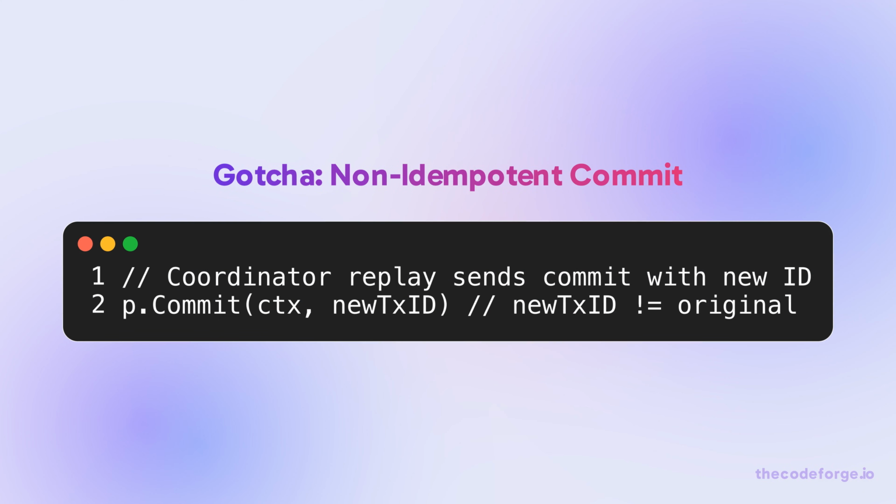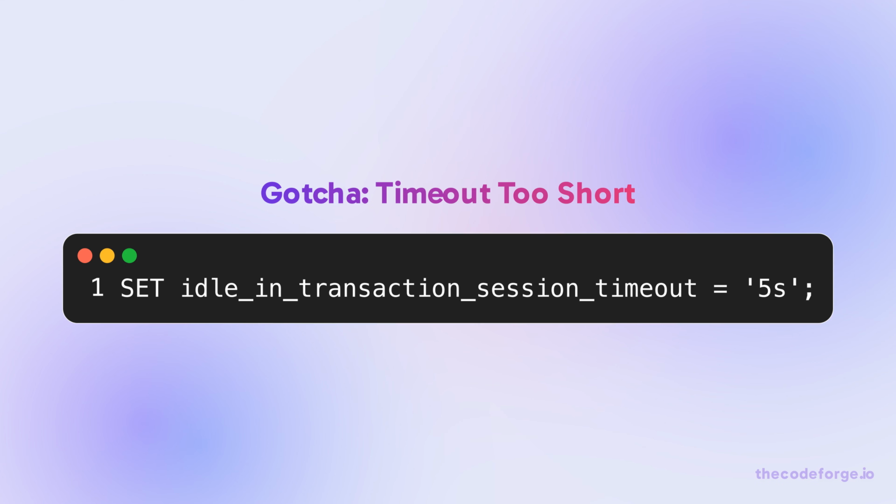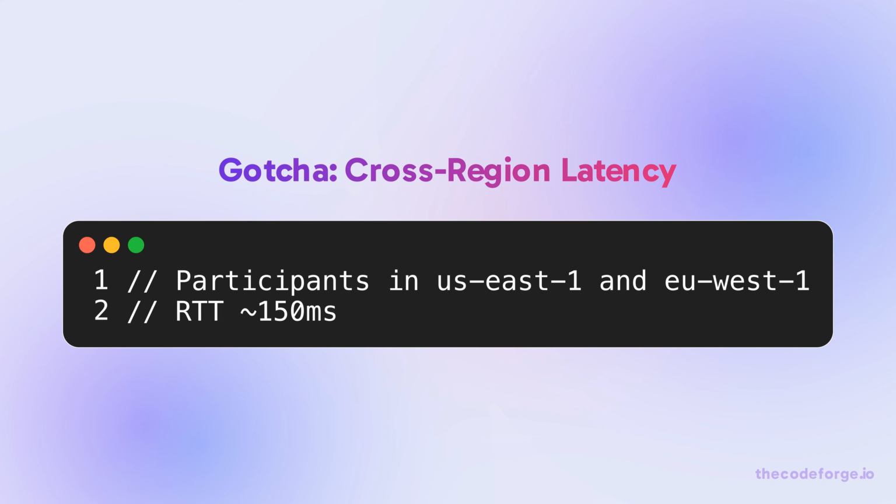If the coordinator regenerates transaction IDs on recovery, participants may treat the commit as a new transaction. Always use the original transaction ID to ensure idempotency. If the timeout is shorter than the coordinator's recovery time, you'll abort transactions that should have committed. Set it to at least 2x the expected recovery time. Cross-region latency can make a single 2PC transaction take over a second. Keep participants in the same region or use Sagas.